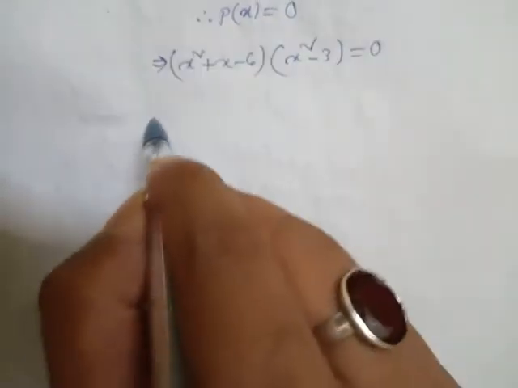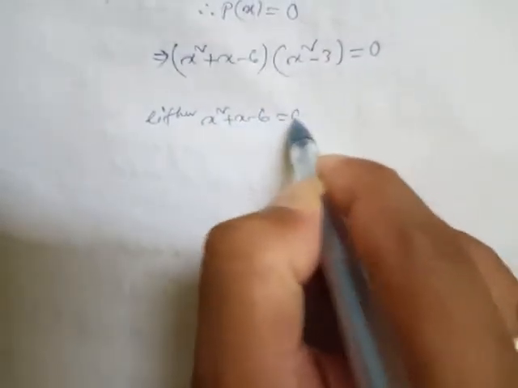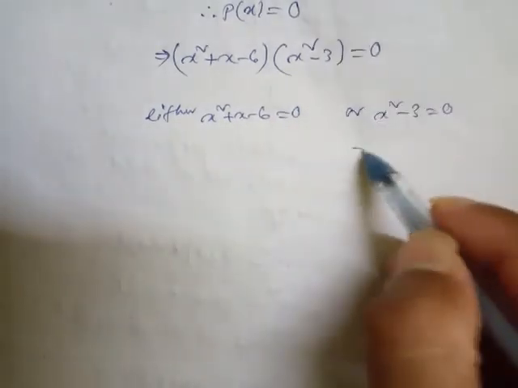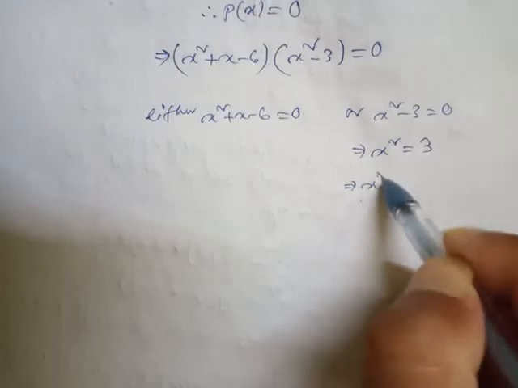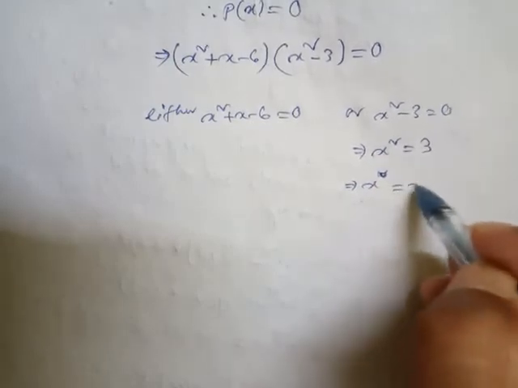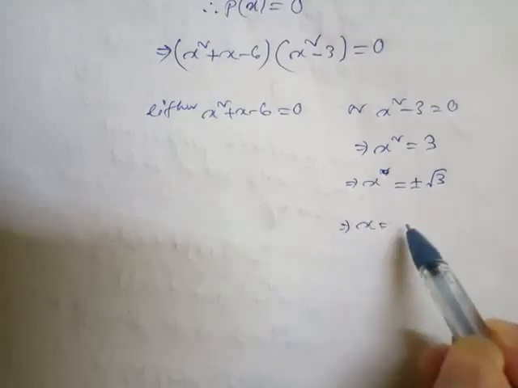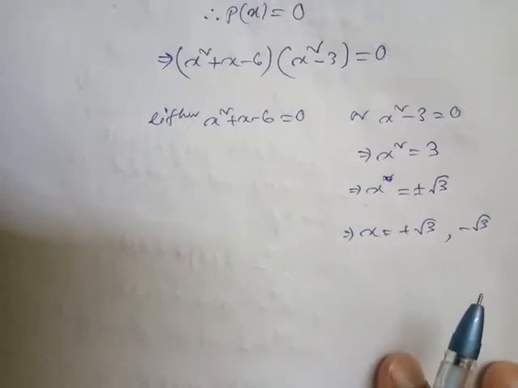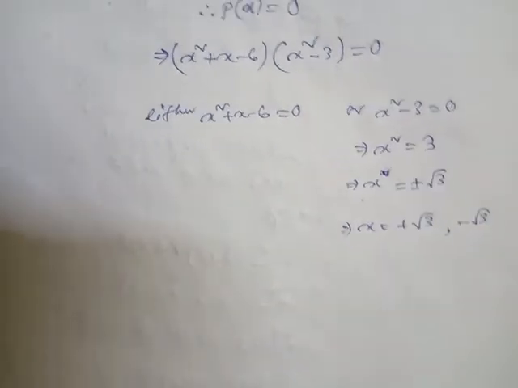Now student, look here, either x square plus x minus 6 equal to 0 or x square minus 3 equal to 0. So here x square, if I take 3 on that side, becomes plus 3. Then x square, if I remove the square, then there will be plus minus root over 3. So we can say that x equal to plus root 3 and minus root 3. This is the given zeros actually. Now we'll solve that part.